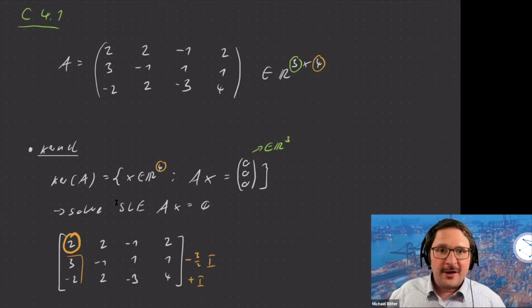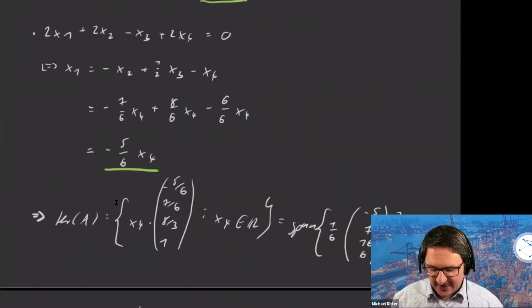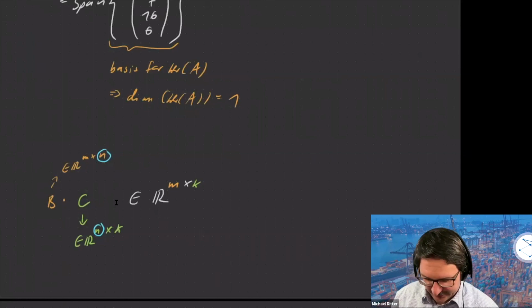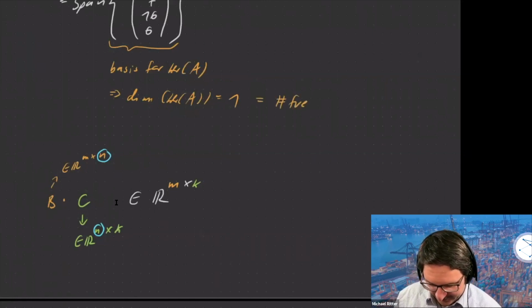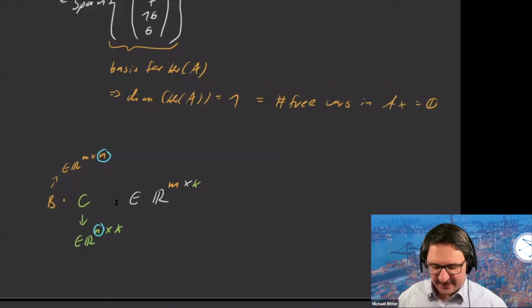So the kernel is the solution space of the system AX equals 0. And as we know, the dimension of that solution space is equal to the number of free variables. So yes, the dimension of the kernel is the number of free variables. Let's write that down as well. So that dimension is equal to the number of free variables in the system AX equals the 0 vector. That's correct, yes. That's it for the moment.